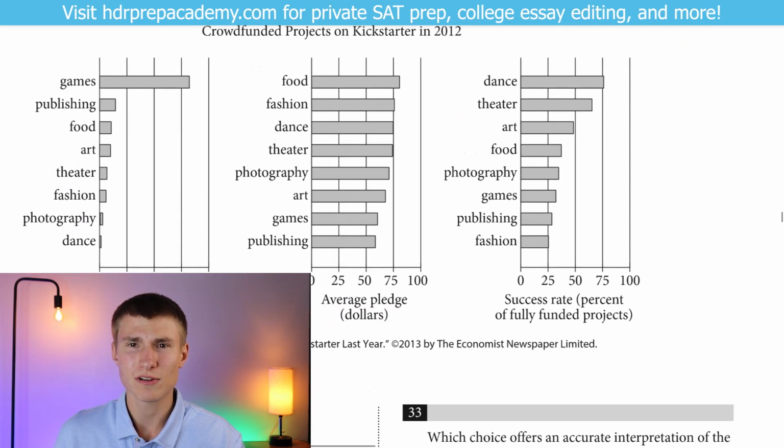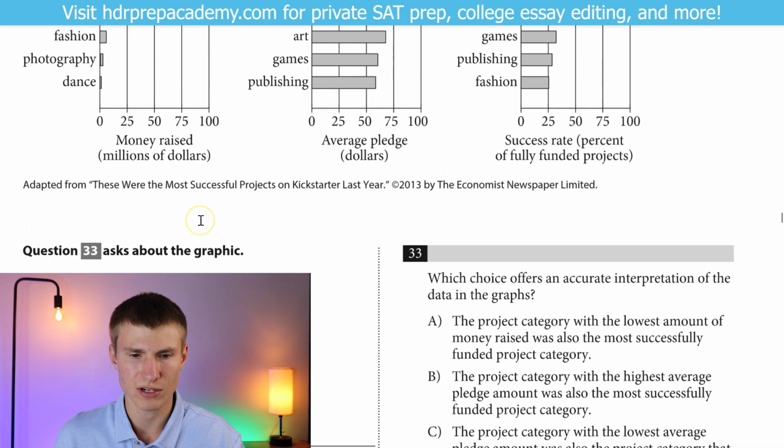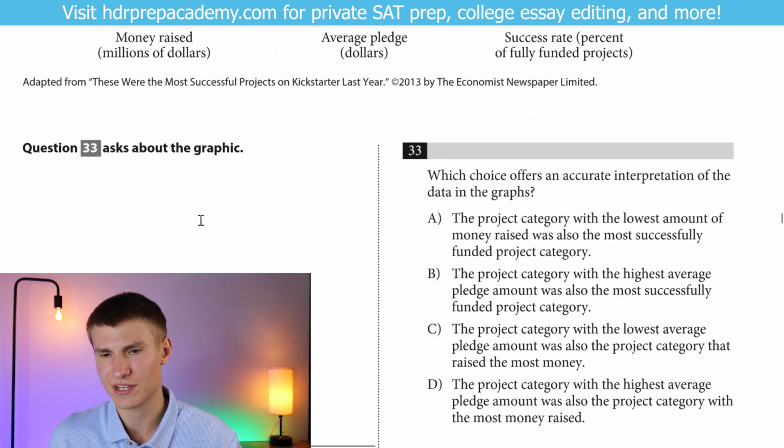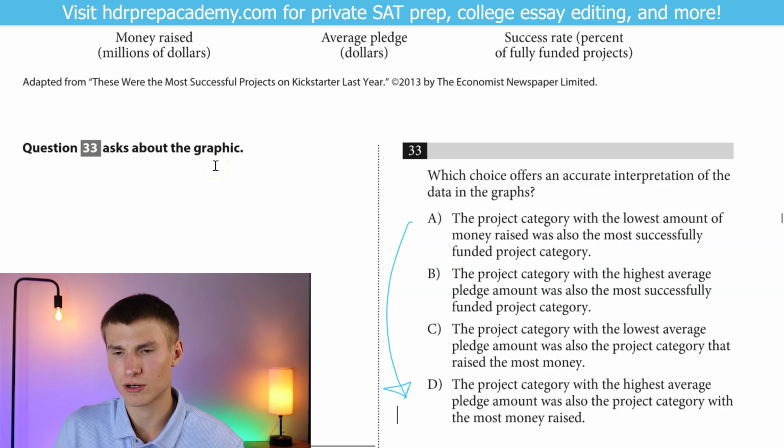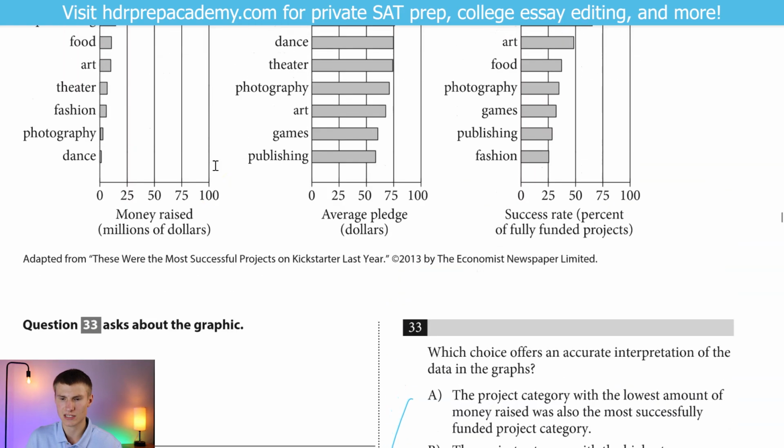Let's go ahead and make sure, we'll go with 33 and then we'll make sure we answered all of them in this passage. We have crowdfunded projects on Kickstarter in 2012. Which choice offers an accurate interpretation of the graphs? So in this case, if you have to offer an accurate interpretation, you kind of got to go through A through D. So we'll go ahead and start with A. The project category with the lowest amount of money raised was also the most successfully funded.